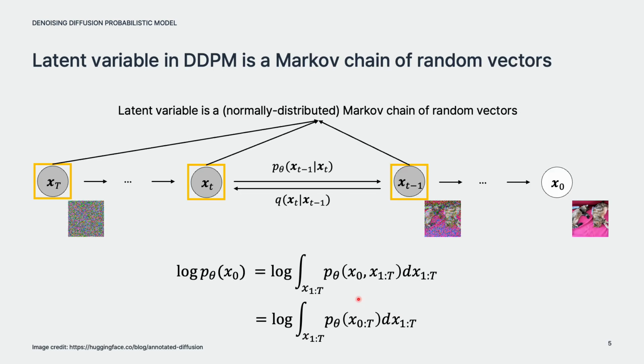DDPM is just the same as VAE, but the difference here is that the latent variable is a normally distributed random vector connected via a Markov chain. So instead of a single latent vector as in VAE, there are multiple latent vectors in DDPM. And these multiple latent vectors are not just unrelated latent vectors. They are connected via the Markov chain. And this means that the distribution of xt is only affected by xt minus 1 and not by xt minus 2 or t minus 3 and so on.